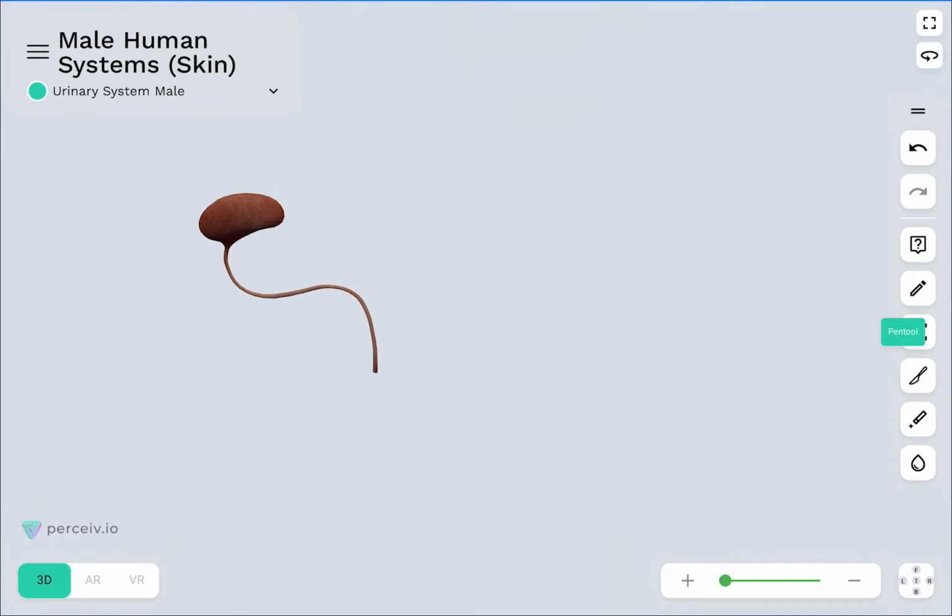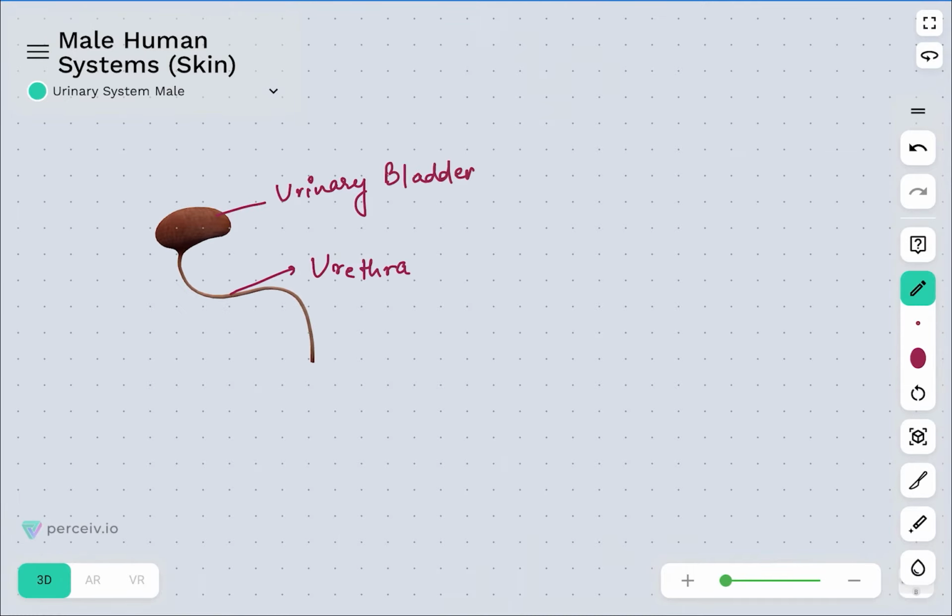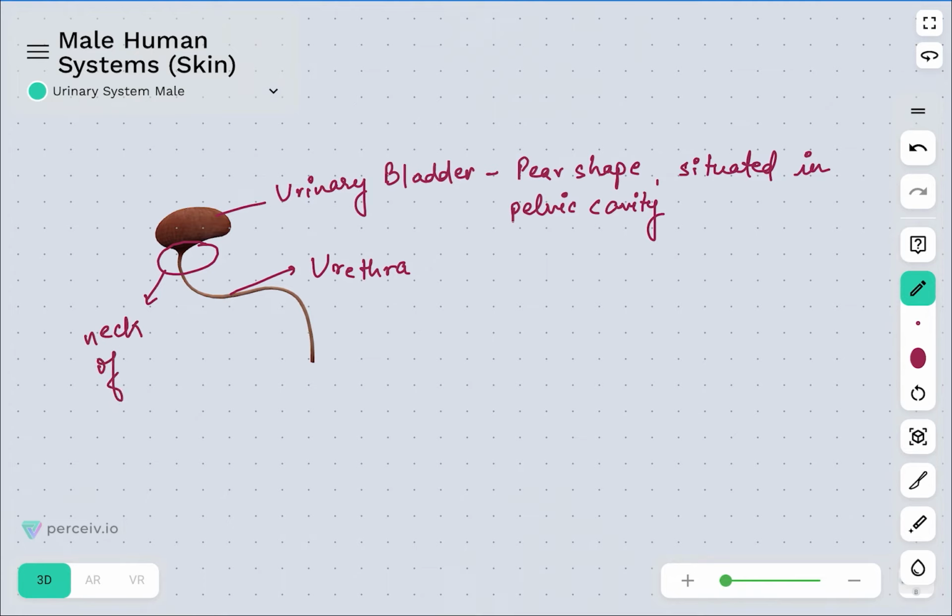This is usually a pear-shaped muscular organ that is situated in the pelvic cavity, that means the lower abdominal cavity. Now the lower part or the neck of the bladder, which you can see, that means this one, is considered to be the neck of the bladder. So the neck of the bladder opens into the urethra.